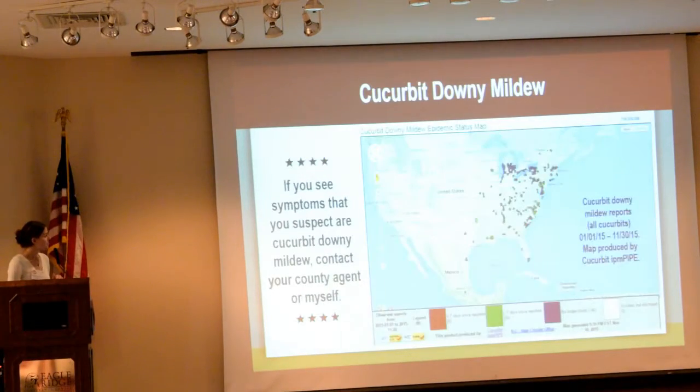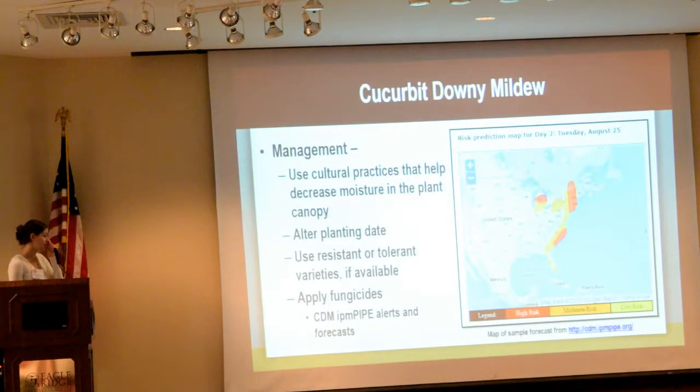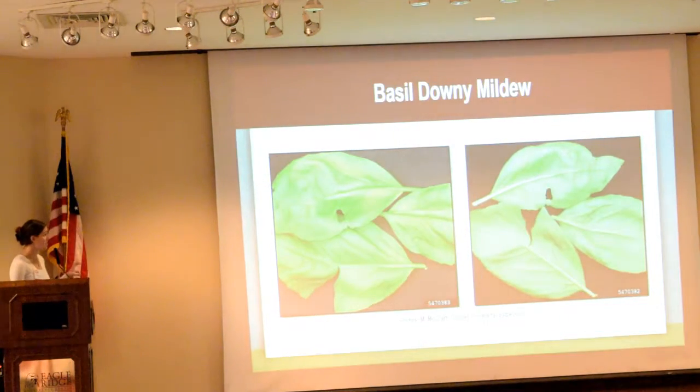If you suspect that you have cucurbit downy mildew, you should contact your county agent or myself so we can keep track of it. There is a forecasting system to track the progress of cucurbit downy mildew from the southern United States all the way up through Canada, and that system can help give you a risk that's associated with your area or location and indicate whether you should apply fungicides, to help you target your fungicide applications.